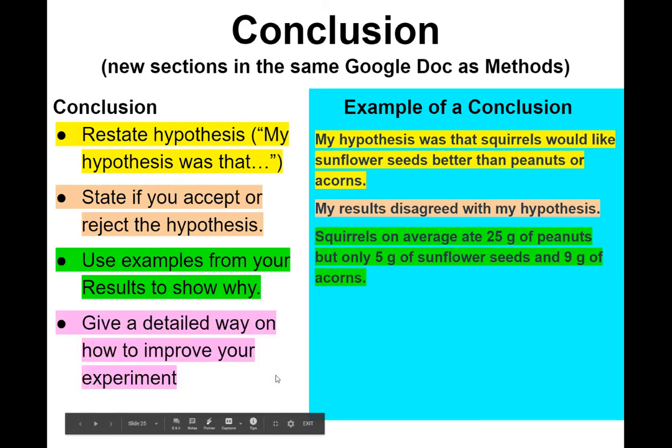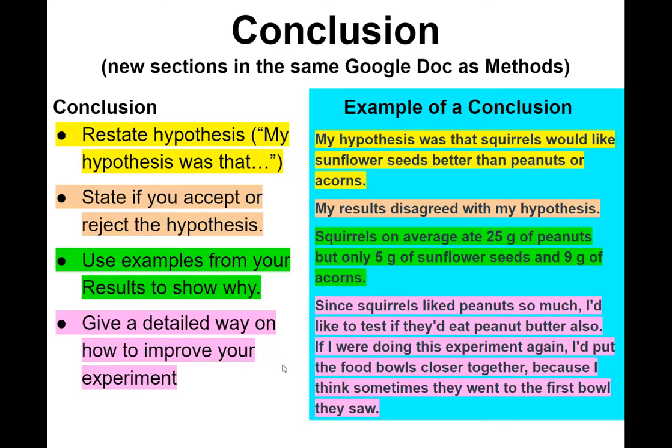Then finally, you give a detailed way on how to improve your experiment. And by detailed, I don't mean long. I just mean it's got to be specific. Not just like, oh, I would test more things. Yes, of course, you could always do that, but more interesting than that. So, for example, you could say, since squirrels like peanuts so much, I'd like to test if they eat peanut butter also. If I were doing this experiment again, I'd put the food bowls closer together because I think sometimes they went to the first bowl they saw.